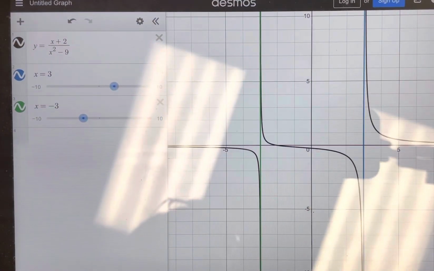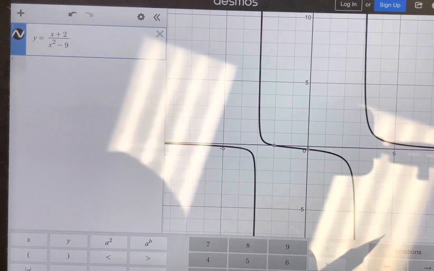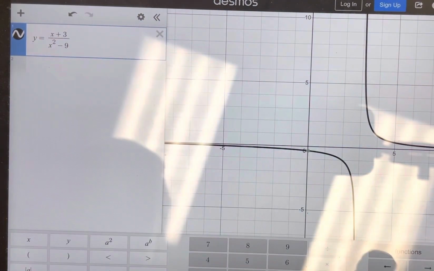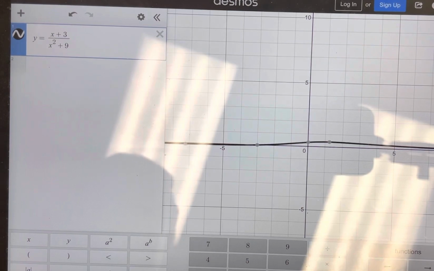Okay, let's take a look at that. We'll see that in just a second here. Let's put it into our graph. I'll get rid of those. Come up to here, and let's just adjust this one. The numerator is x plus 3. The denominator is x plus 9.